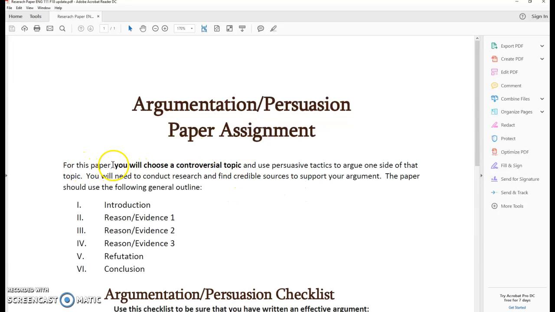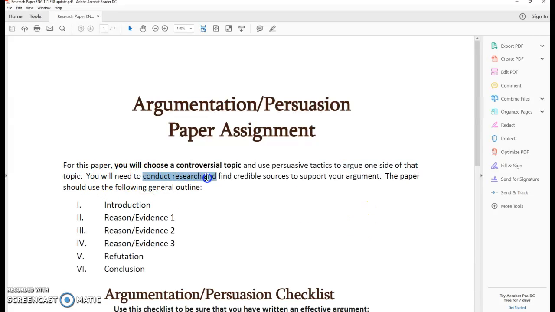So for this paper, you as an individual get to choose a controversial topic. Okay, and not me. I'm not going to pick one for you. You get to pick a topic. And then you're going to use persuasive tactics to argue one side of that topic. So, for example, I don't want to give you a topic away. Let's say the controversial topic is whether or not people should be allowed to wear nose rings while working at a bank. Okay, I'm just making that up. Well, that's not really a good controversial topic. There's a lot better ones than that. Anyway, but that would be an example of where you would pick one side. Yes, they should be able to, or no, they shouldn't be able to.